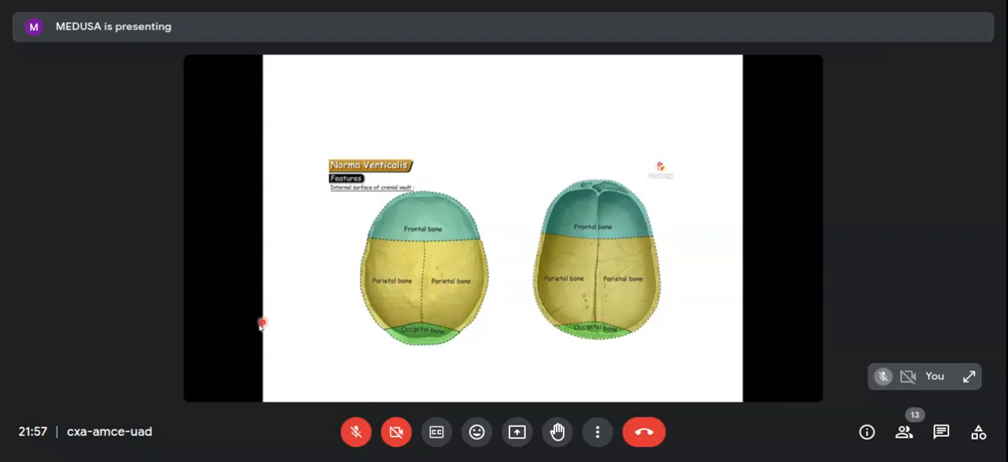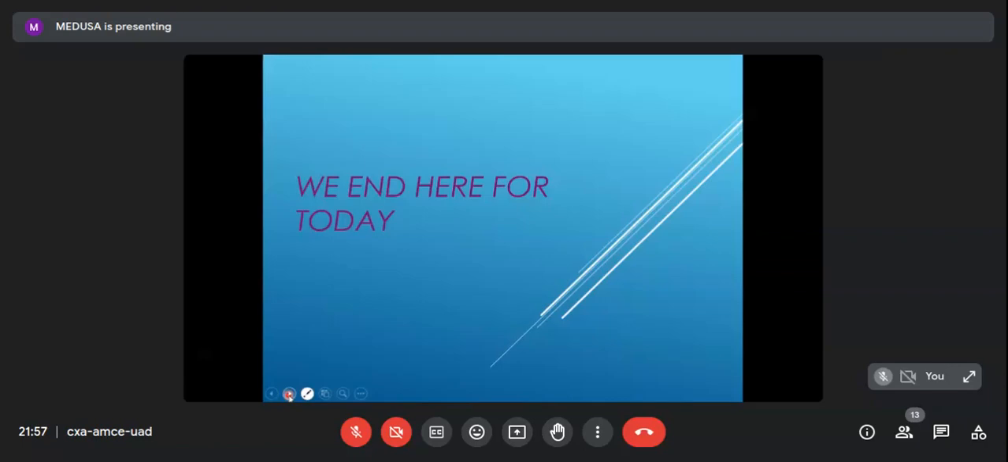All right. So here I'm just reaffirming what we talked about. We are inside the calvaria. We have the frontal bone there, the two parietal bones and the occipital bone there. Unless there's a question, you can go ahead and ask your question. Otherwise, this is where we end it for today. Any question, or is there something that you want to see from the presentation?